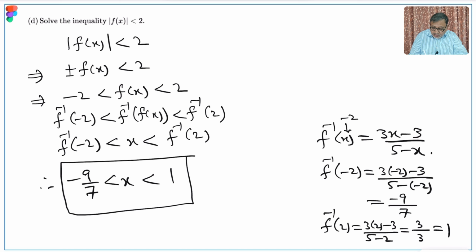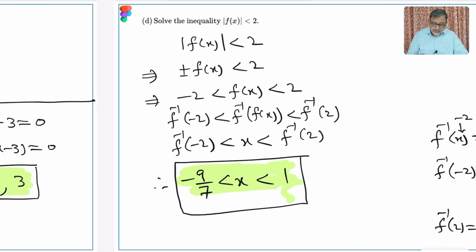This is the answer, right? So this is the easier way to solve that inequality, modulus of f(x) less than 2. We convert it to f⁻¹ so that in the middle we get x, right?